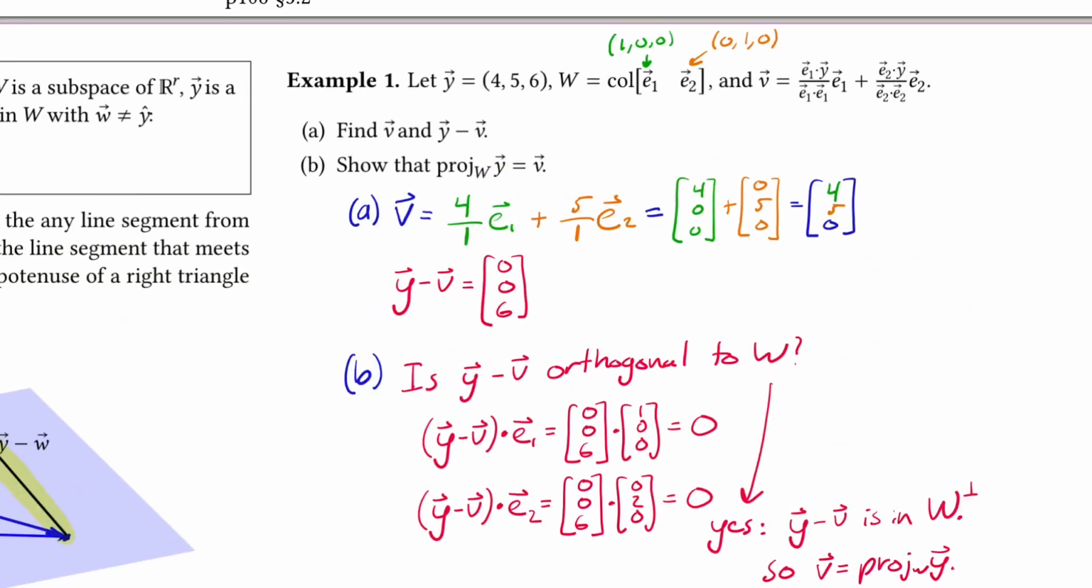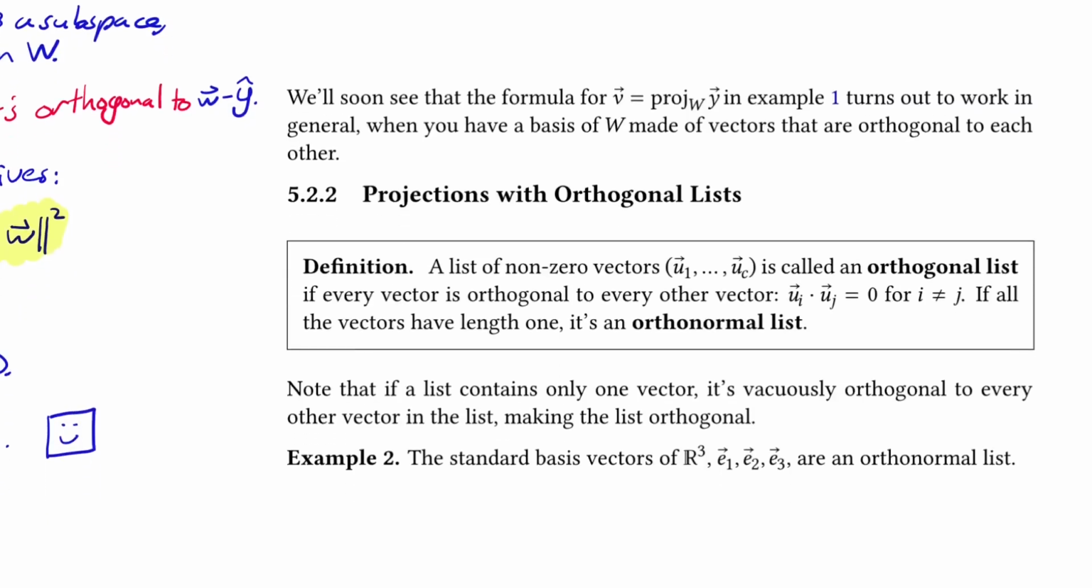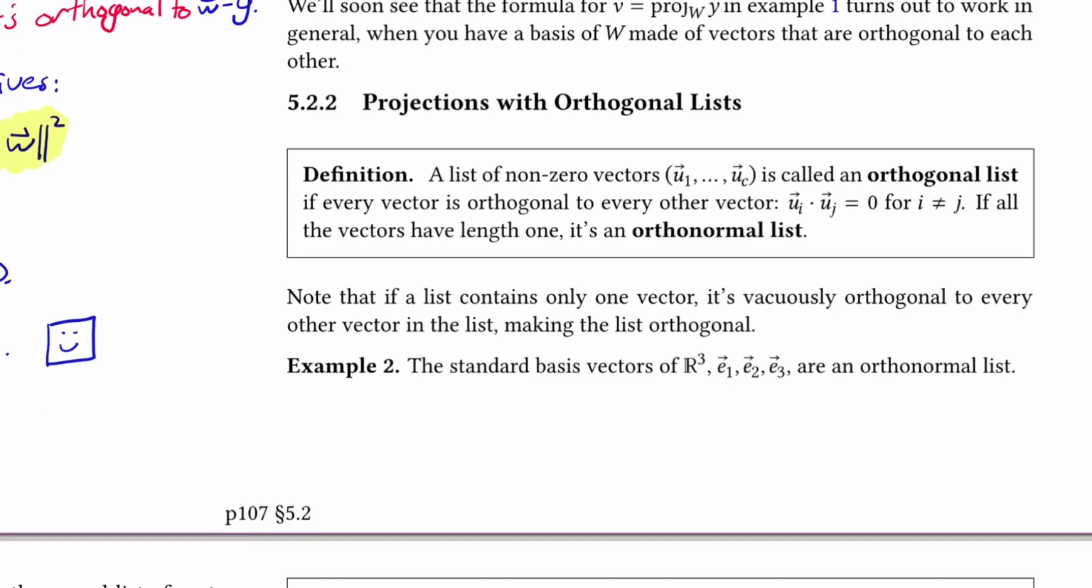Because like the list of vectors E1 and E2, we're going to see is an orthogonal list because it satisfies this definition. A list of non-zero vectors, U1 through UC, is called an orthogonal list if every vector is orthogonal to every other vector in the list. In other words, that ui dot uj is equal to 0 if i is not equal to j. And if all of the vectors have length 1, like they're normal vectors, we call it an orthonormal list.